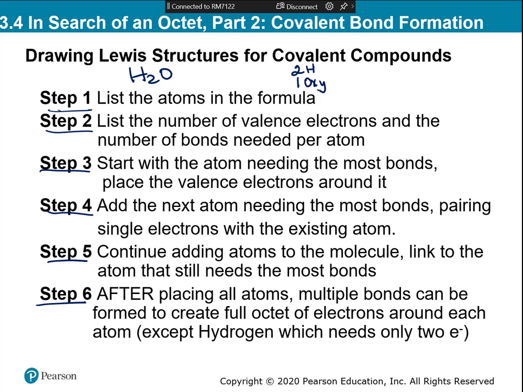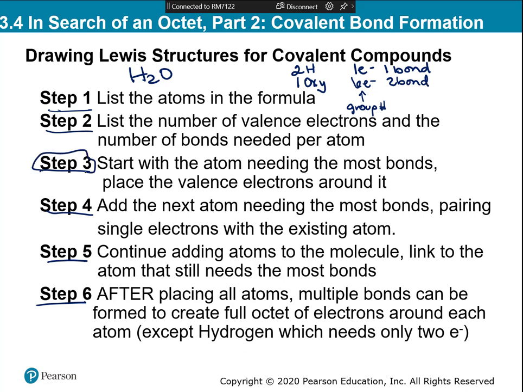Now I want to list the number of valence electrons and the number of bonds that each atom is going to need. So hydrogen has how many electrons? 1. 1 electron, and it needs 1 bond. That won't change. That's always the case. Oxygen has 8? No, its atomic number is 8, but look at its group number: 6. So 6 electrons. Remember that this is the group number. And so I've got to make 8. That tells me I'm going to end up having to link it to 2 bonds.